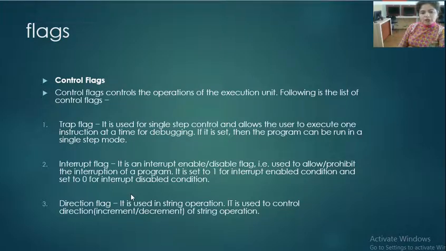Next is direction flag. Direction flag is used in string operations. It is used to control the direction of the string operation. Direction means whether we have to increment or decrement. So direction flag is used to control the increment or the decrement operation of string operation. So these are the three control flags of 8086: trap flag, interrupt flag, and direction flag.